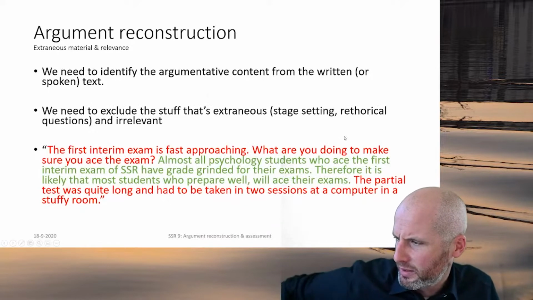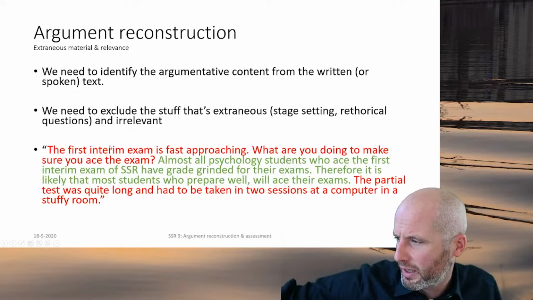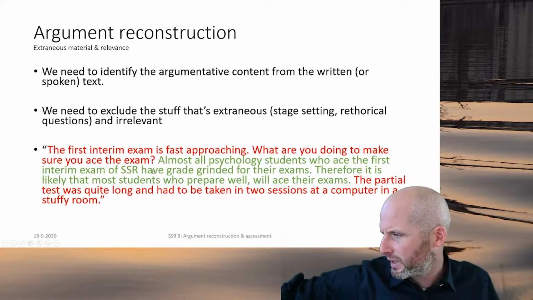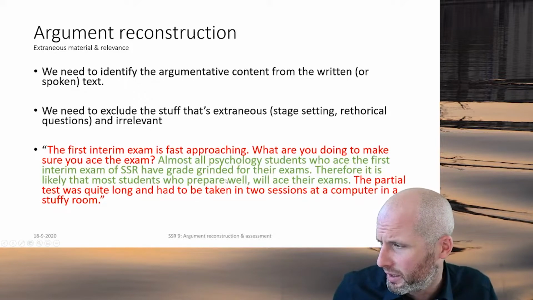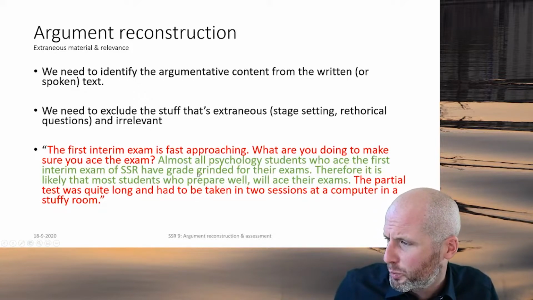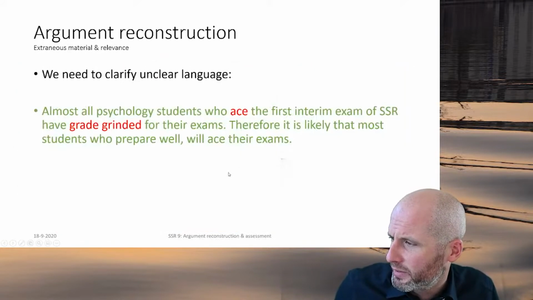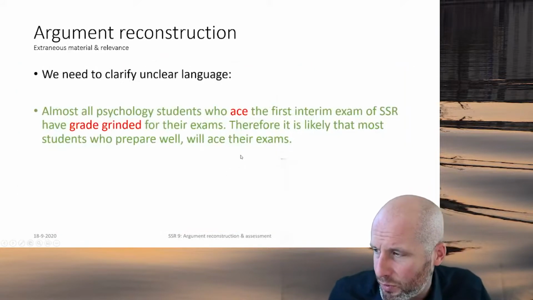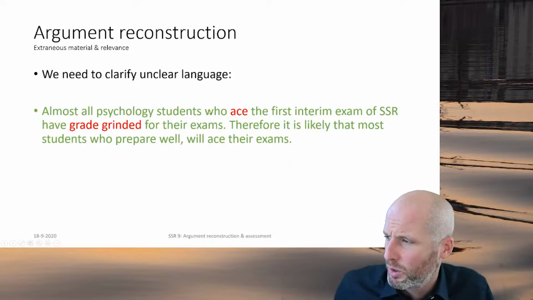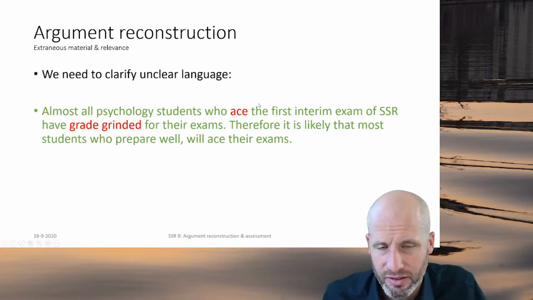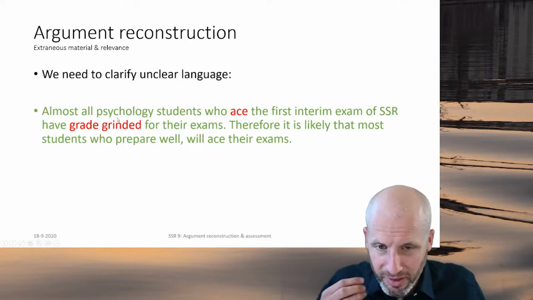So this is something that you might encounter on an actual exam. So you have a couple of sentences, and you should be able to recognize that the first two sentences and the final sentence are just stage setting and not relevant to the actual argument. And if we then focus in on the green part of the argument, there's still something that we need to make clear before we can put this in standard form, which are terms that might be considered unclear. So what does it mean when somebody aces an exam? And what does it mean when somebody has grade grinded for their exam?